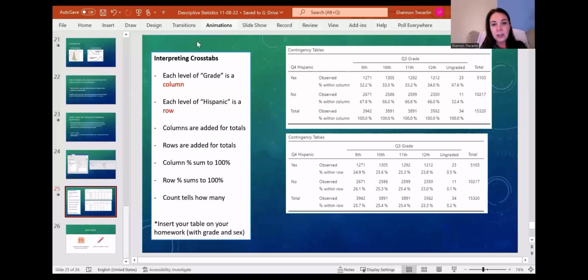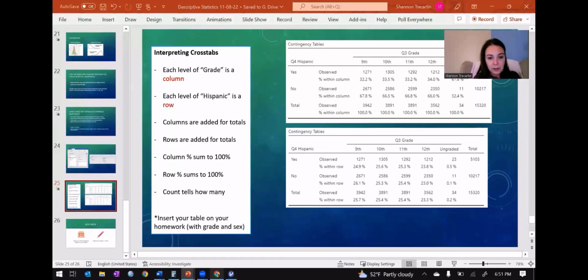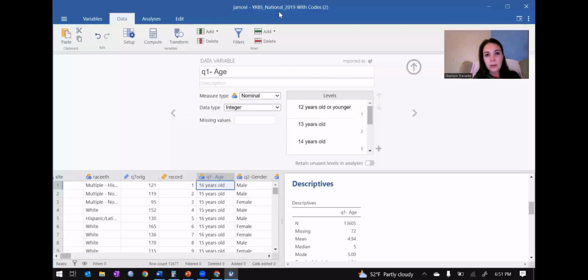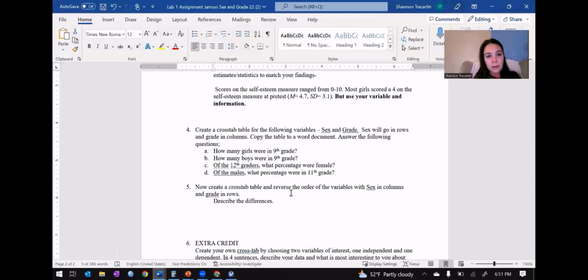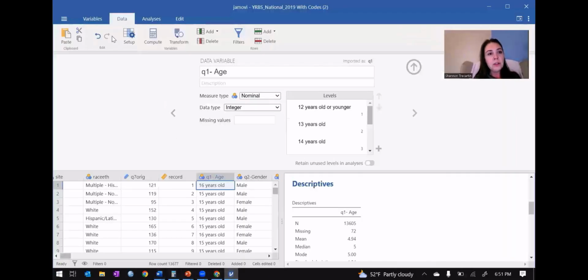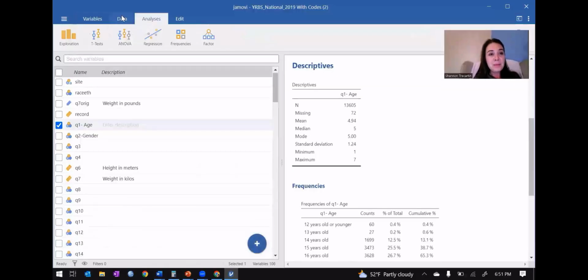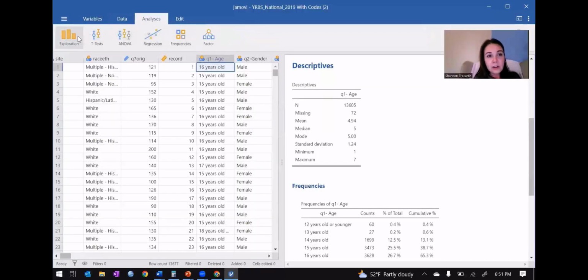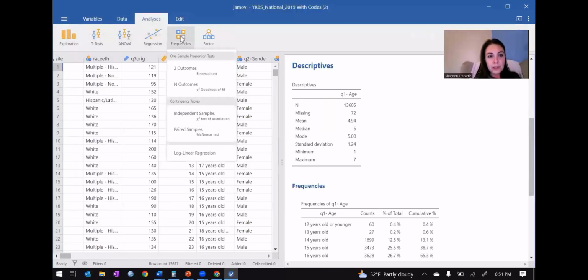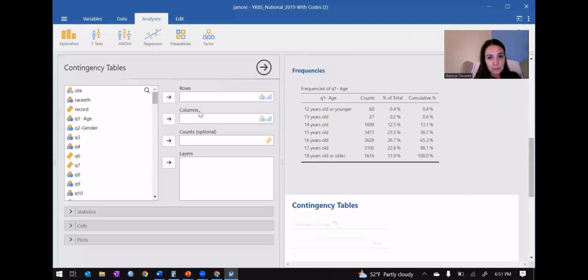So I'm going to share the Jamovi table again, if I can find it here. Right here. Let's make sure you can see it. Okay, so we are going to do a crosstab with, it was lab 1 assignment, sex and grade. Okay, so let's go ahead and do that. So to do the crosstab assignment, you're going to go to analysis. And this time in analysis, you're going to click on not exploration, but frequencies. So you click on frequencies and independent samples.